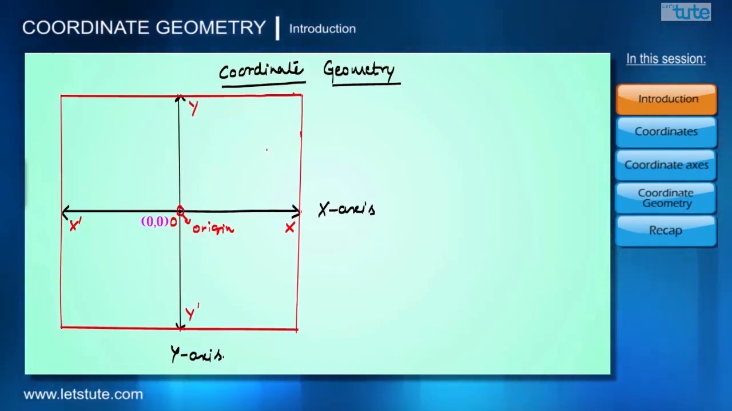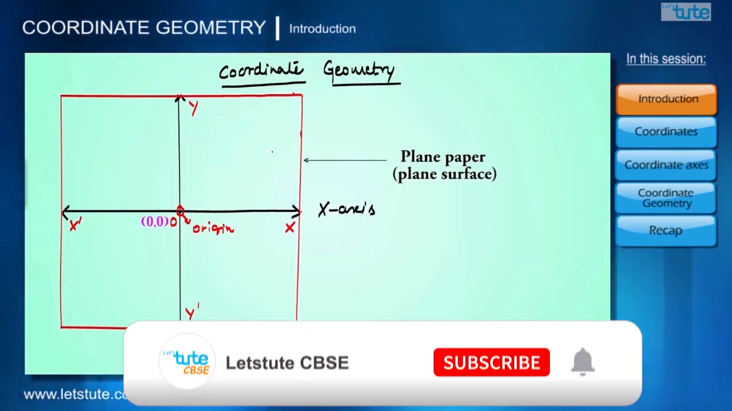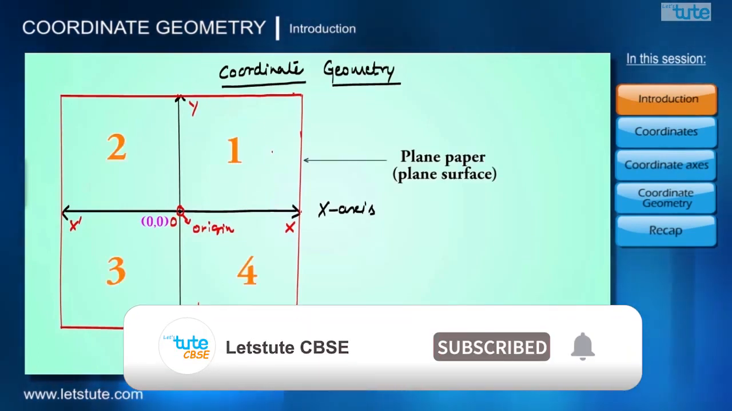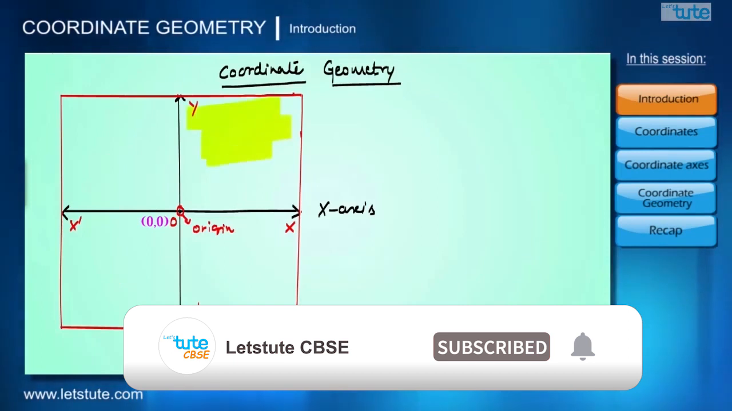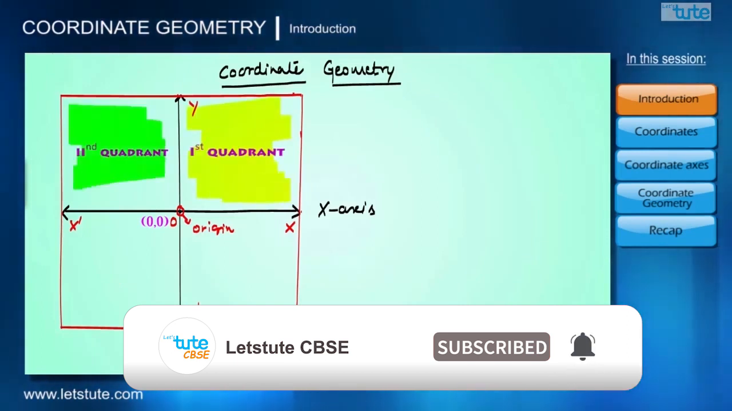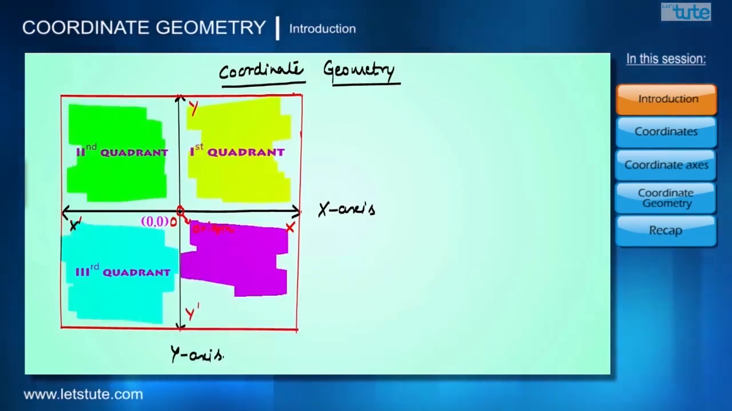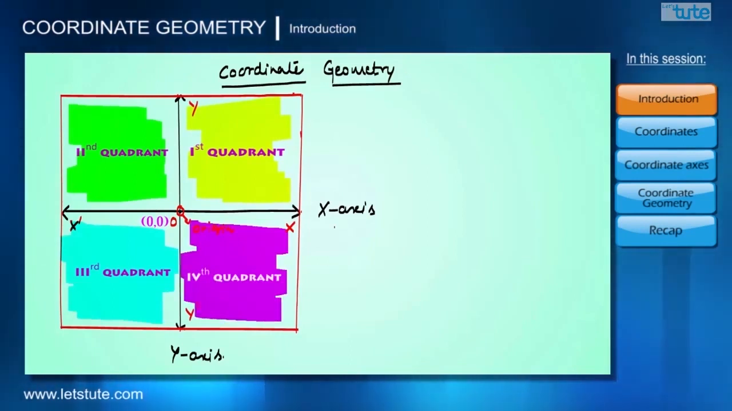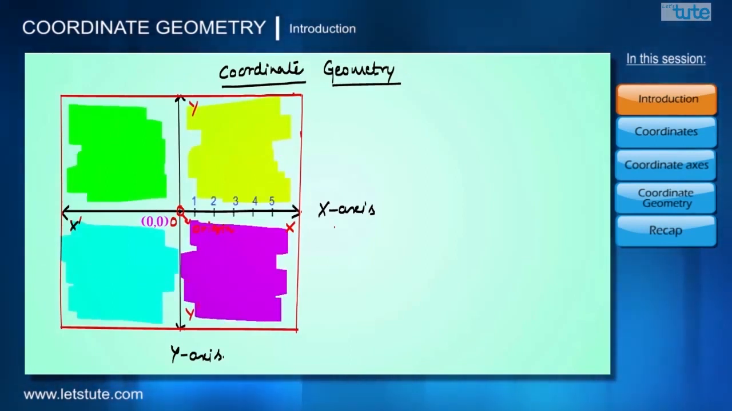When these two axes are drawn in this way on any plain paper or any plane, they divide that plane into four equal parts. This is the first quadrant, second quadrant, third quadrant, and this is the fourth quadrant. The x-axis possesses positive values on the right side of the origin and negative values on the left side of the origin. Similarly, the y-axis possesses positive values above the origin and negative values below the origin.